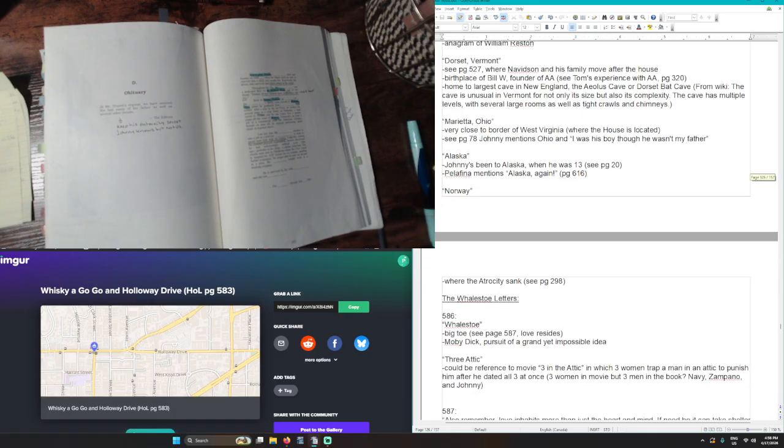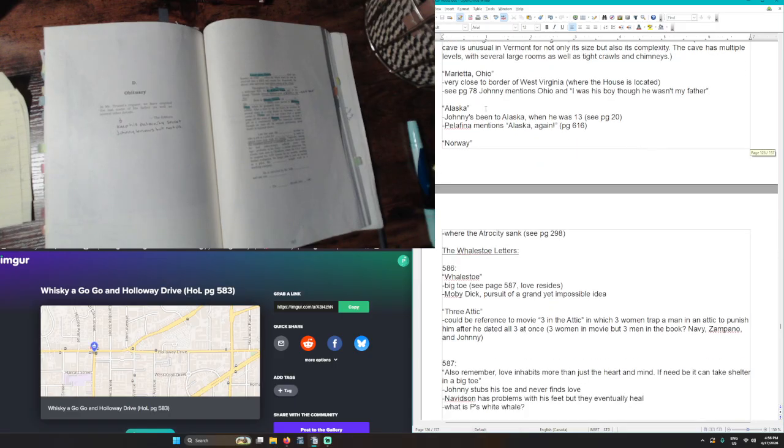We get a reference also to Marietta, Ohio, which is very close to the border of West Virginia, which is where the house is located. And on page 78, Johnny mentions Ohio. And the reference there is, I was his boy, though he wasn't my father, which is in reference to the foster father that he had. We also get a reference to Alaska, so we know Johnny's been to Alaska when he was 13. He mentions that on page 20. And then Pelafina again mentions Alaska on page 616. And then we also get a reference to Norway, which is where the Atrocity sank. We find that on page 298.